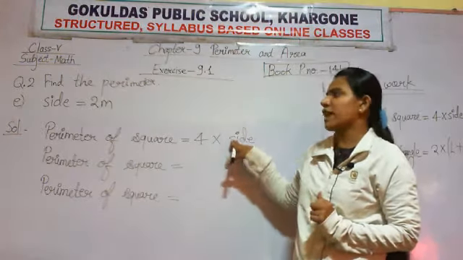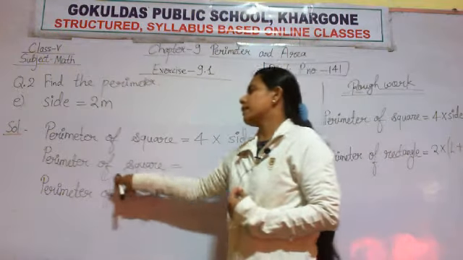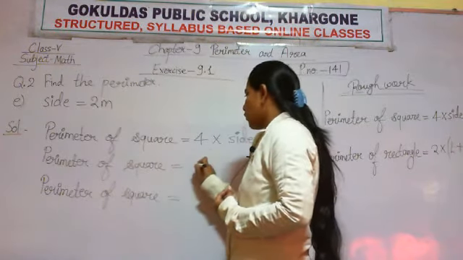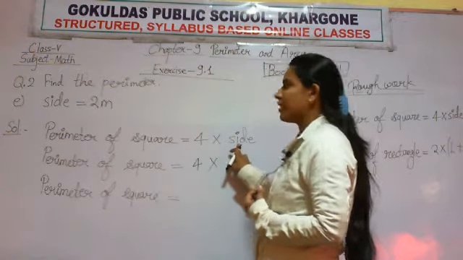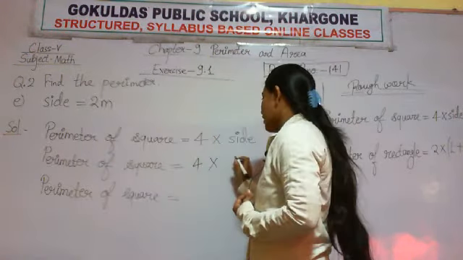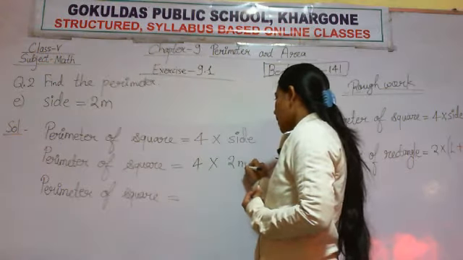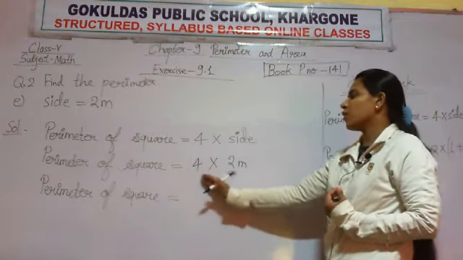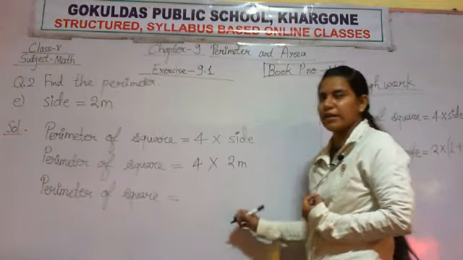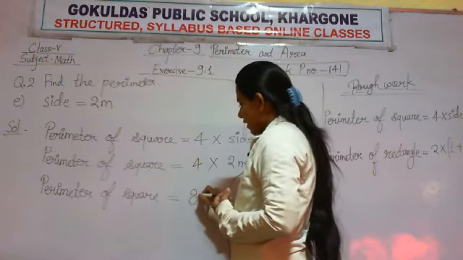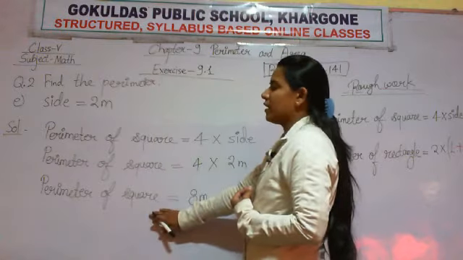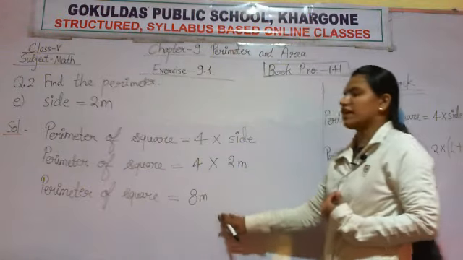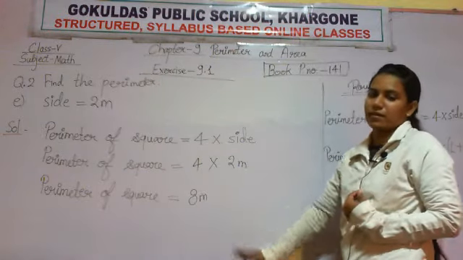Now put the value of side in the formula. Perimeter of a square is equal to 4 multiplied with, what is the value of side? 2 meter. So write 2 meter here. Now multiply these two in the next step. Multiply 4 with 2, 4 2s are 8. So our final answer, perimeter of a square is equal to 8 meter.